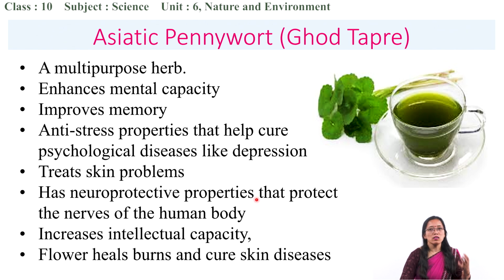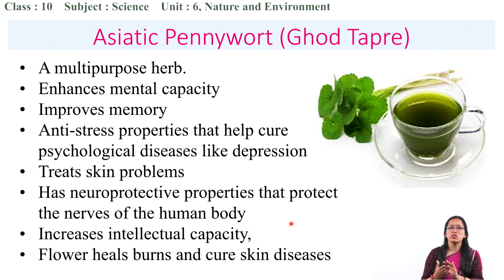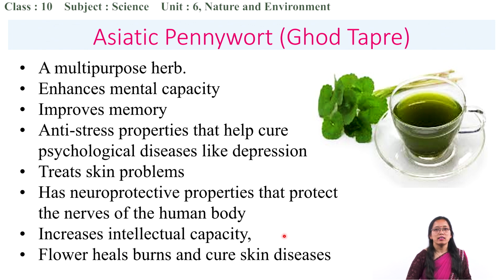It has many neuroprotective properties. That means sometimes we feel nerve problems also. These neuroprotective properties protect the nerves of the human body. That means sometimes we feel different kinds of pain in our body due to less circulation, that means due to a problem in the nervous system. Even it helps to improve that and protect them. It increases intellectual capacity, that means as it enhances the mental capacity, it helps to increase the intellectual capacity also. And the flowers of these herbs help to heal burns and cure skin diseases.